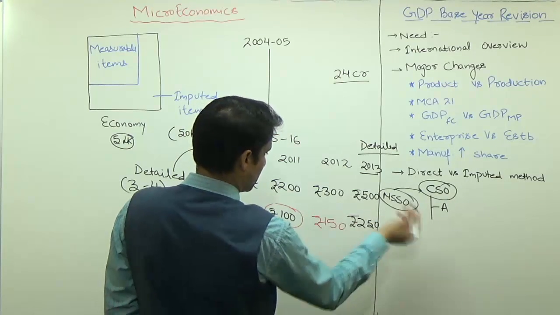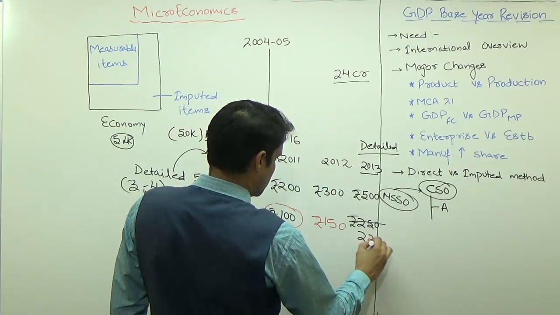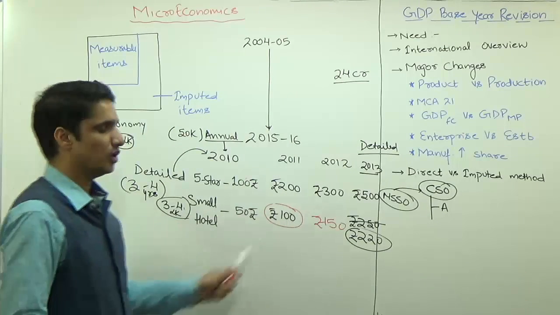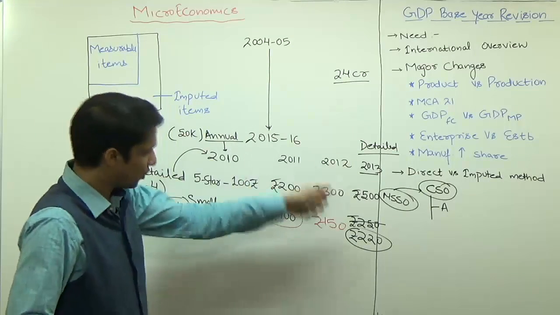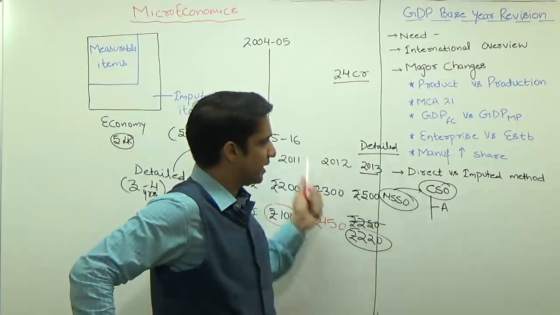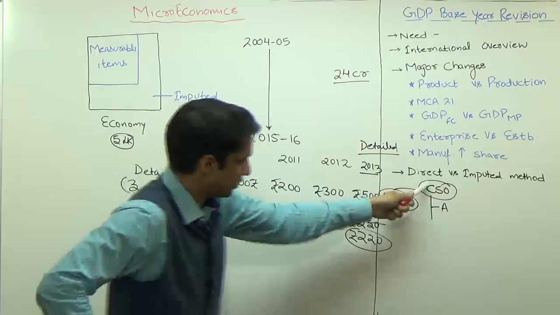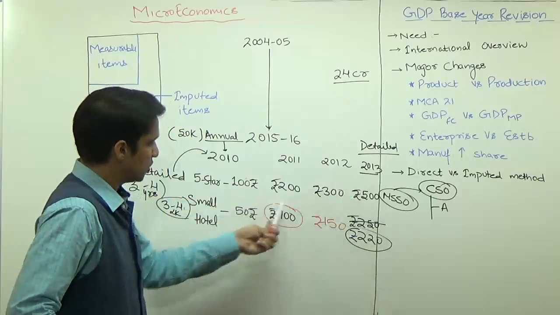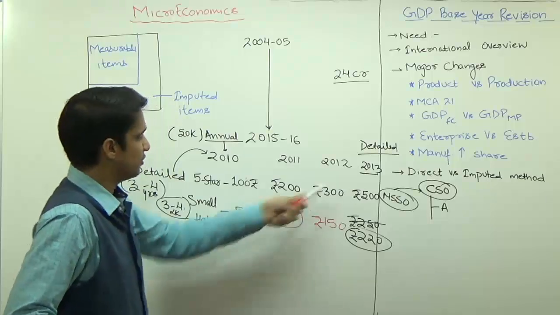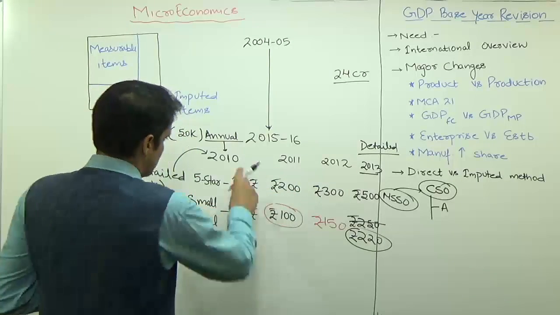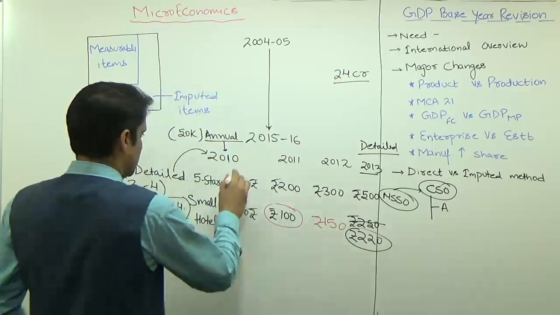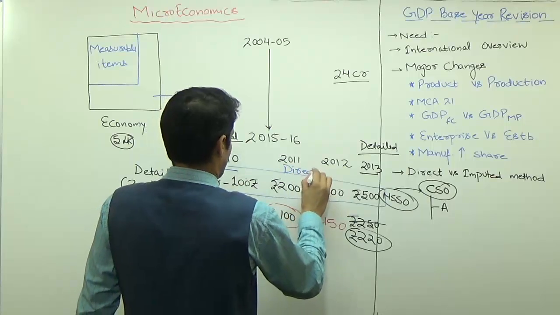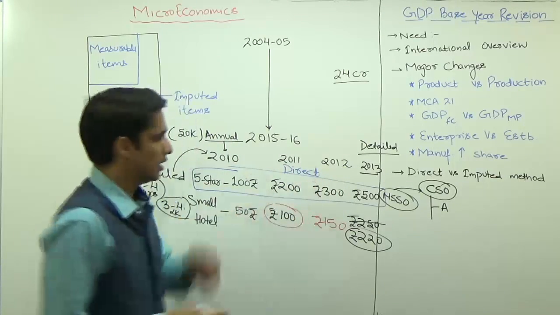But after calculation, if it comes out to be 220, then the CSO will assume that 220 is the sale of these small hotels. So after 3 to 4 years, when the NSSO performs the detailed survey, the CSO will get the actual information. Otherwise, in the meantime, the CSO will only impute, derive the value from this particular information. This information is known as the direct source, because the CSO can get the information directly.